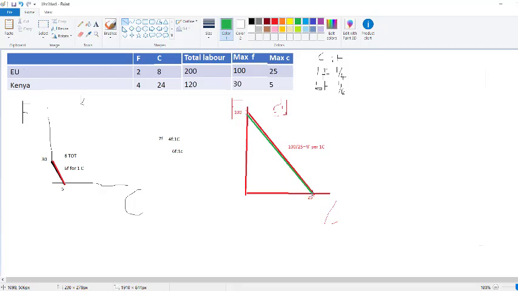And that's under autarky. So the next part of this discussion is going to go to the idea of what happens when we open ourselves up. When Kenya and EU try to trade with each other, what would be the most ideal price that could exist between the two?